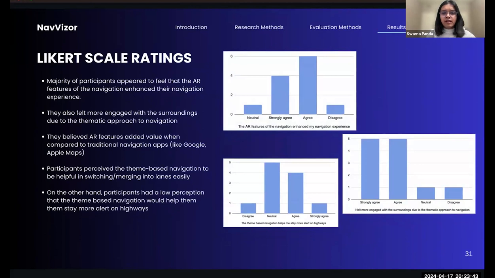Users found theme-based navigation particularly useful for lane merging or switching lanes. However, there was a low perception among participants regarding the effectiveness of theme-based navigation in maintaining alertness on highways.